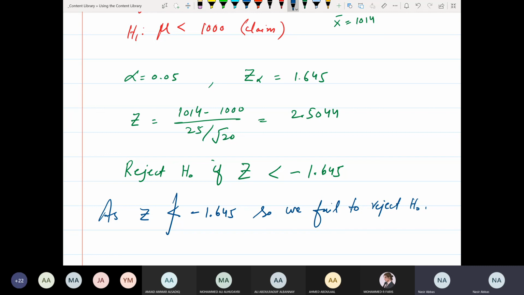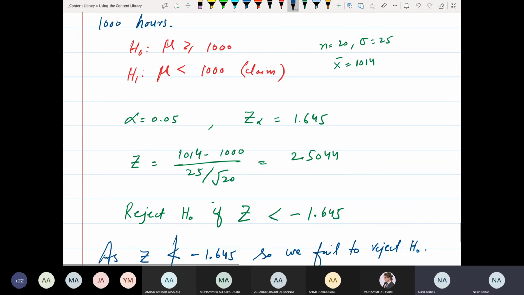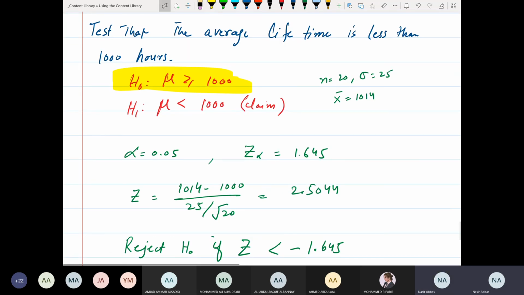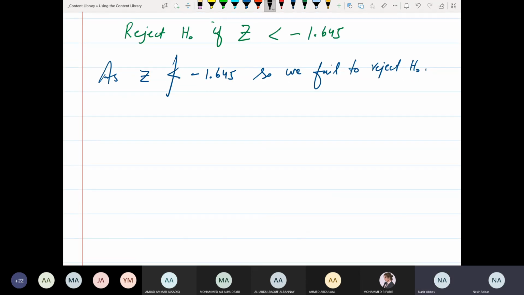When you do not reject H0, you go with H0. And because you are going with H0, that means you are going with this hypothesis. That means the claim is not true. The average lifetime is not less than 1000. You are going against the claim.